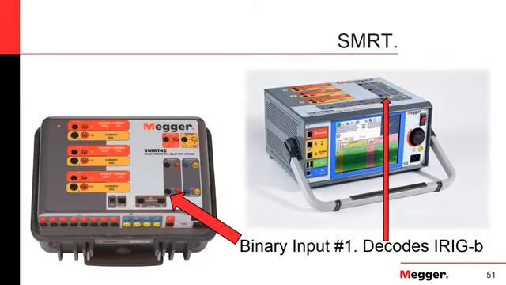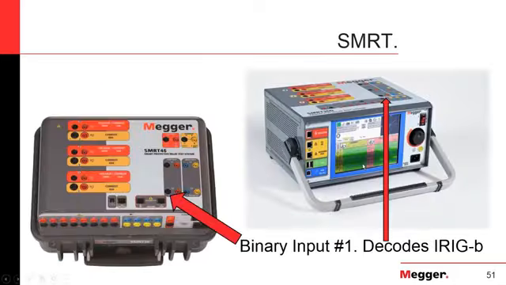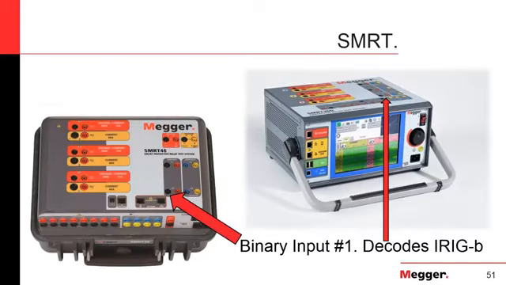And we also have, as a complement for that, a GPS timing reference, which is what most people who use the SMRT 36 to do end-to-end testing end up using, because from this timing reference they can get the IRIG-B signal directly into the SMRT, and they can do the test that way.